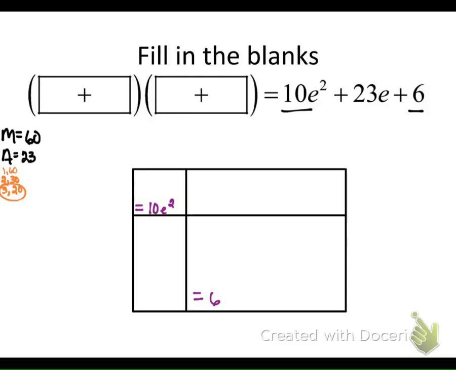I like to put my larger number up here. It does not matter. You can put your 3 there, you can put your 20 there. Our answers will be a little bit different, but as long as we all end up with the same numbers, we're fine. But I'm going to put my 20 at the top. And at the bottom, what's my other area I'm going to use? 3. Now, when I take 3 plus 20, I need to get 23e. So which variable should the 23 have behind it? E.